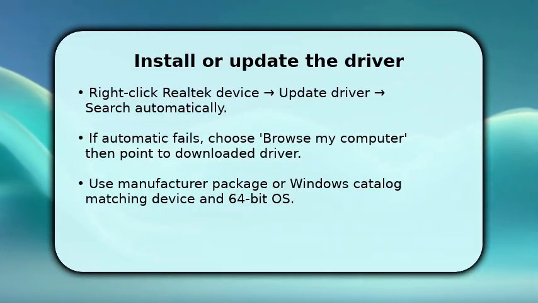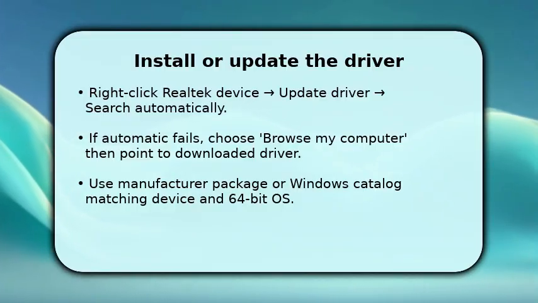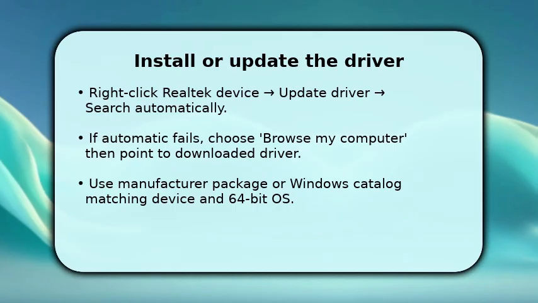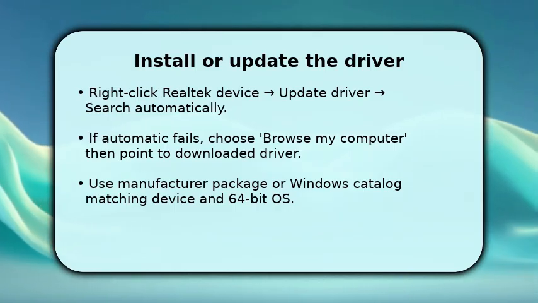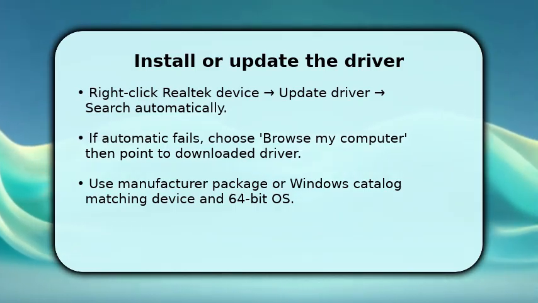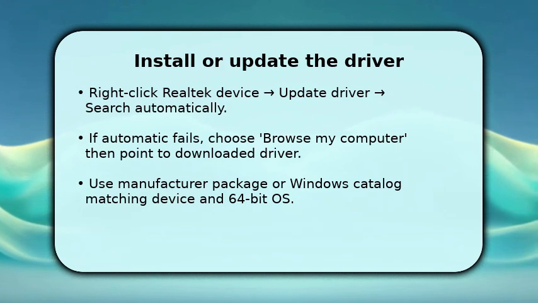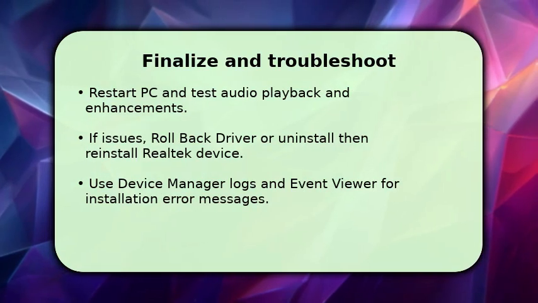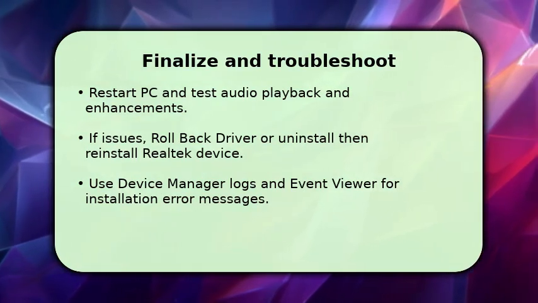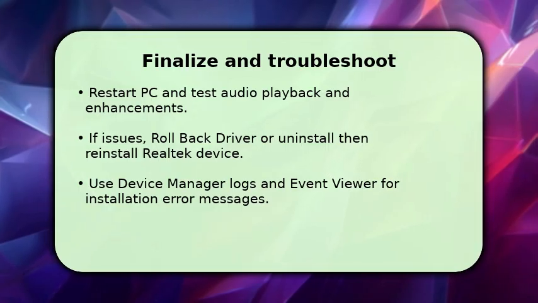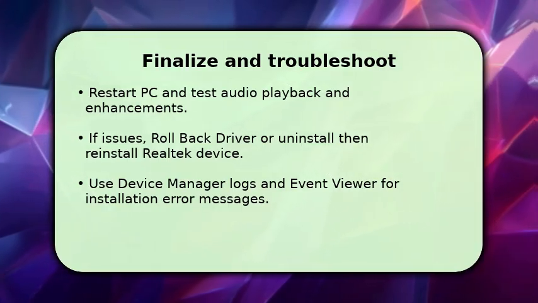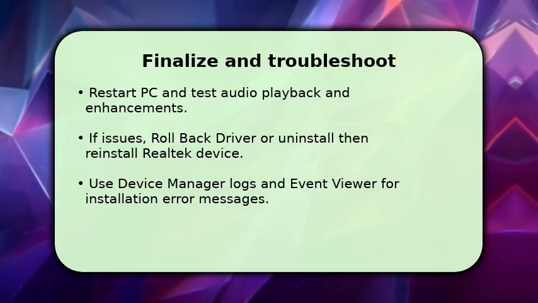Make sure you pick the correct 64-bit build and device ID. This prevents mismatches and ensures codecs and control panel components install properly. Once files copy, continue to restart if prompted. Finish by restarting your PC to let Windows finalize driver registration and audio services, then test playback and any enhancements in sound settings to confirm functionality.